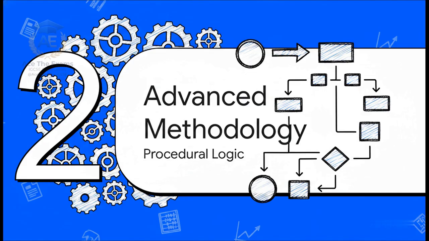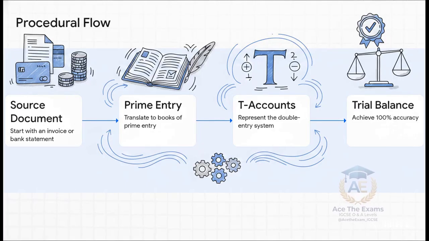Senior Examiner. Section 2. Advanced Technical Methodology, Procedural Logic, and Earning Method Marks. Now that our foundation is rock solid, let's look at the procedural logic. This is the exact step-by-step chain required for your practical coursework and exams. It all kicks off with Step 1, documenting your evidence. That's right. Every transaction starts with a source document, like an invoice. That evidence feeds the books of prime entry, which then translate into your T accounts, culminating finally in the trial balance. You cannot skip steps.